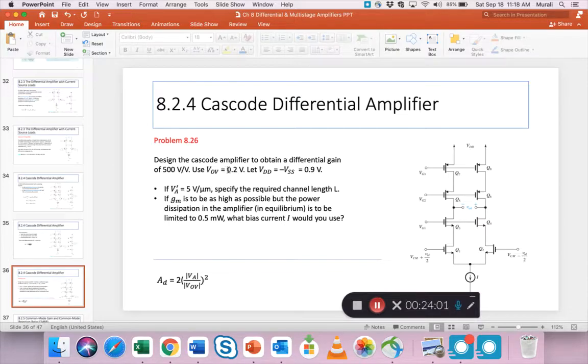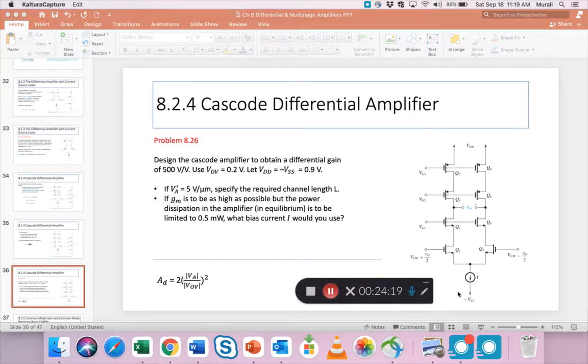So design the cascode amplifier to obtain a differential gain of 500. Oh wow, so the differential gain we are seeking here is pretty high. Use VOV as 0.2, let VDD equals minus VSS, which is 0.9. So this VDD and the VSS at the bottom here, they are the same. And then we are given some other stuff. So you have to find the required channel length L.